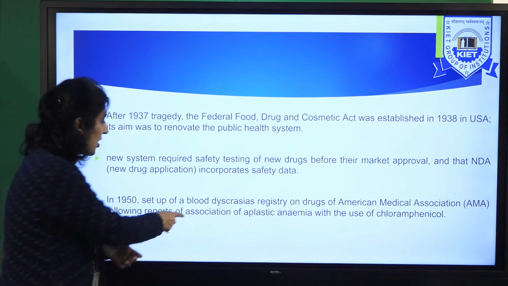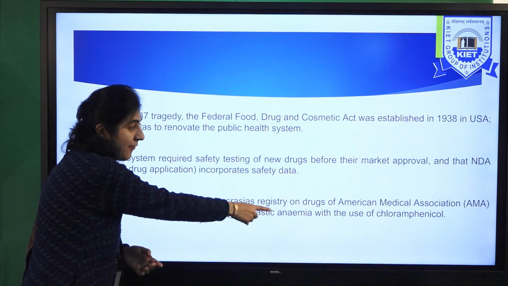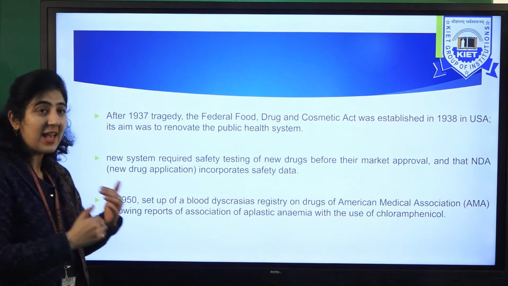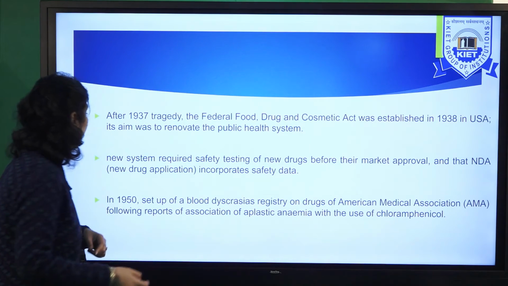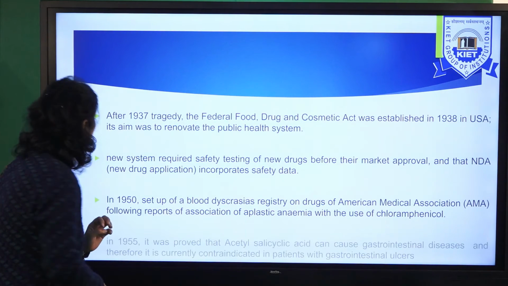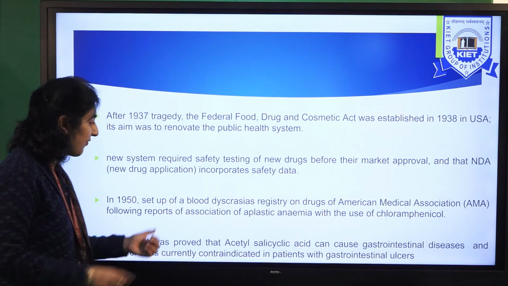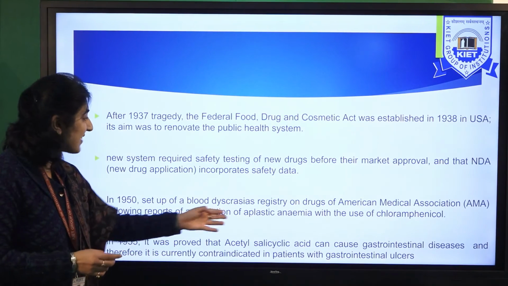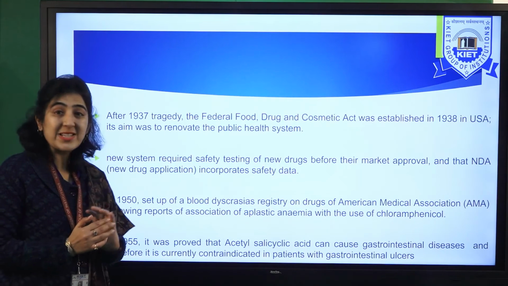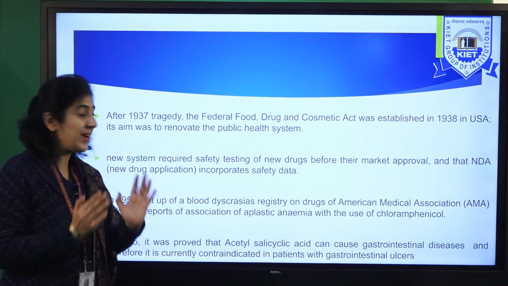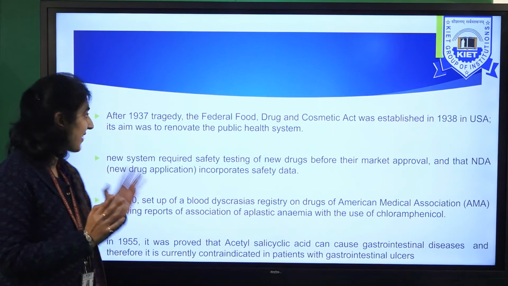Now, following the reports of association of aplastic anemia with the use of chloramphenicol, as these adverse events were coming with the use of chloramphenicol. Then, in 1955, it was proved that acetylsalicylic acid can cause gastrointestinal diseases, and therefore it currently should not be given in patients with gastrointestinal ulcers.